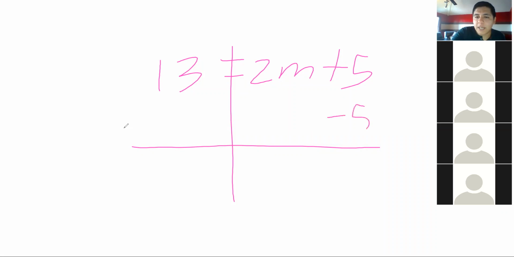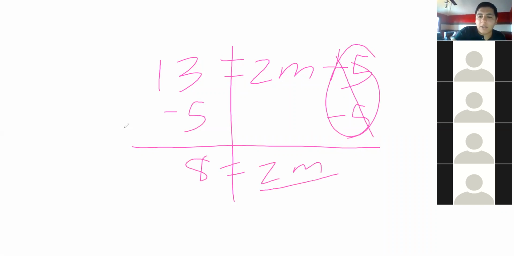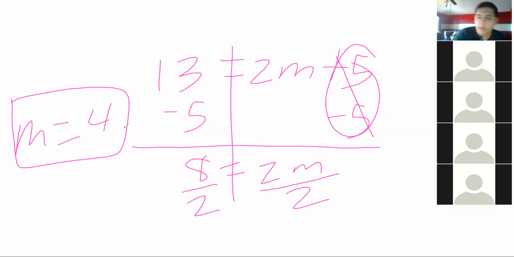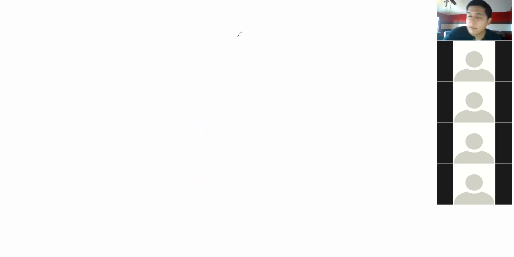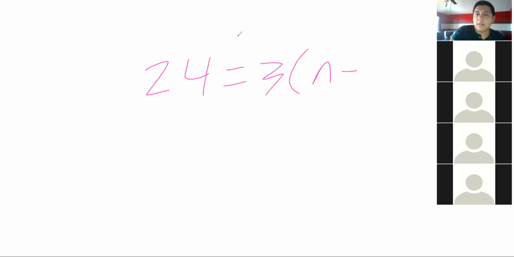Okay, so we subtract 5 on both sides, right? Correct. So 13 minus 5 would give us 8. And then we're going to divide by 2. So n is 4. All right, good job. Okay. Next, let's try that one.